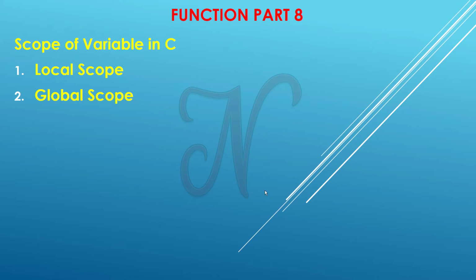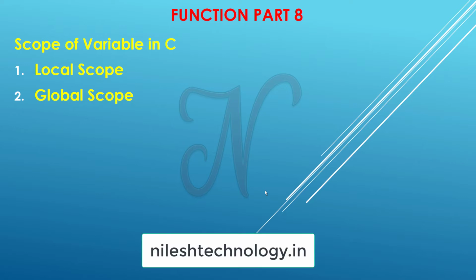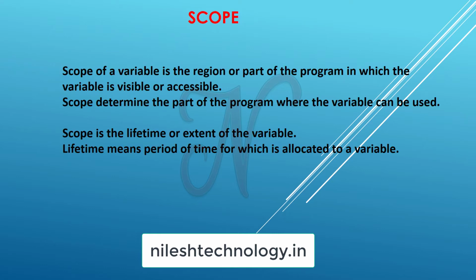In this video we are going to see another concept of functions, that is the scope of a variable. There are two types of scope, local scope and global scope. First, let's see the actual meaning of scope. The scope of a variable is the region or part of the program in which the variable is visible or accessible.